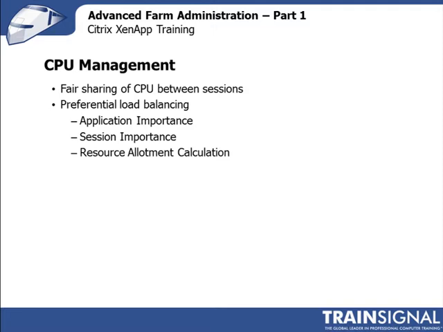Now, another way of doing that would be a little more skewed. Maybe you don't want to share the CPU resources equally. Maybe you want to give preferential load balancing. You want a particular application, when a particular user is using it, to get more access to the CPU cycles on the server. Maybe there are applications that are more important than others. Well, how do you determine that? There's got to be a numerical value, a certain calculation, an algorithm by which you can determine that.